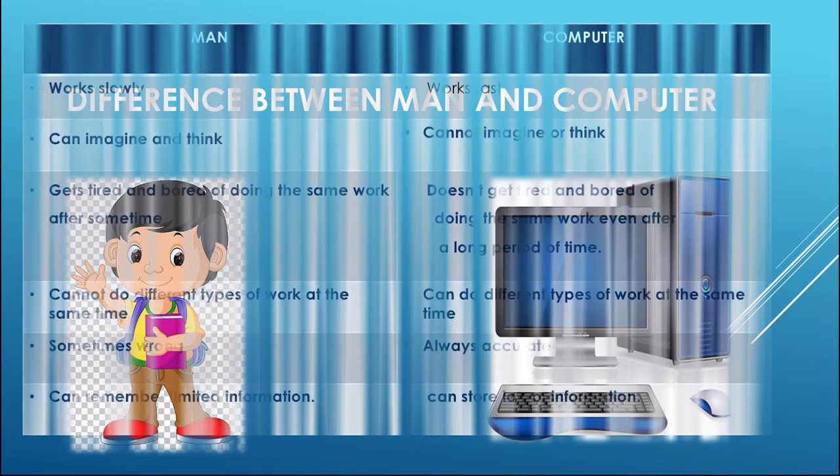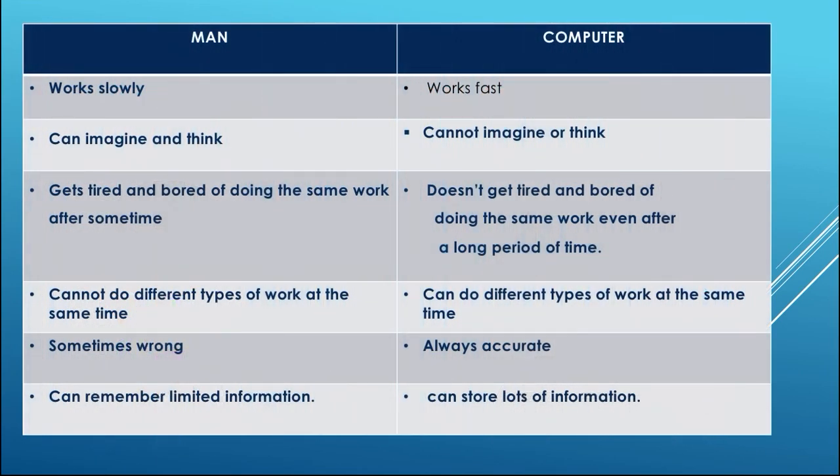Difference between man and computer. Man works slowly, computers work fast. Man can imagine and think. We have emotions, we have to think, we have a mind, a brain which works in thinking different stuff. But computers have a certain domain to work in and they do not think. Man gets tired and bored of doing the same work after some time. We get tired, we want change. For example, you don't want to go to school every day because the same routine you're following is boring.